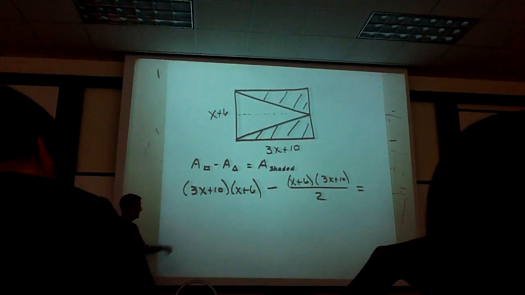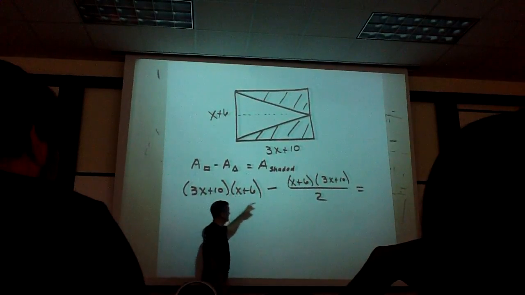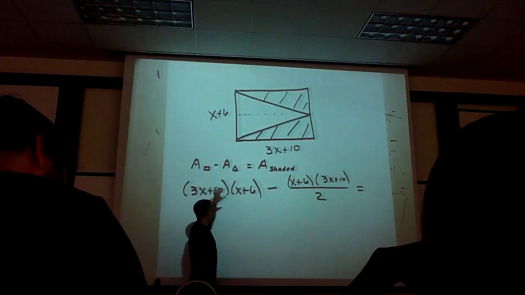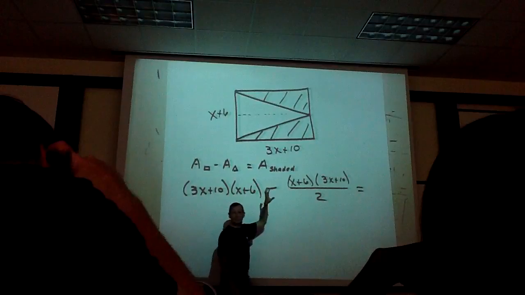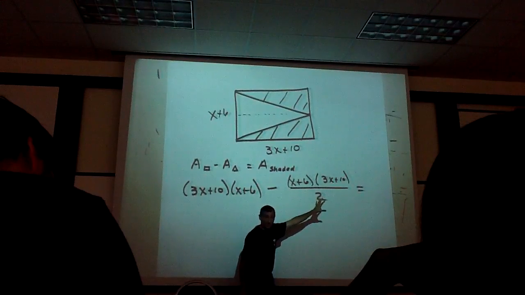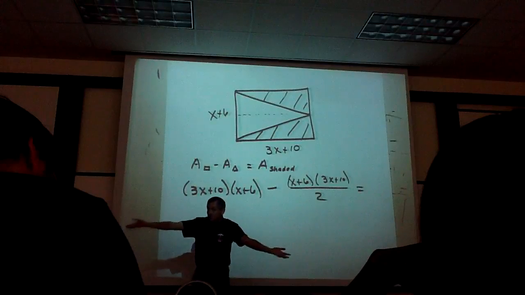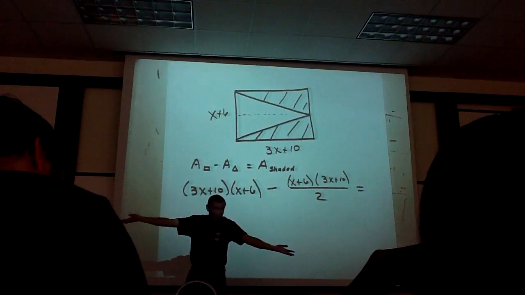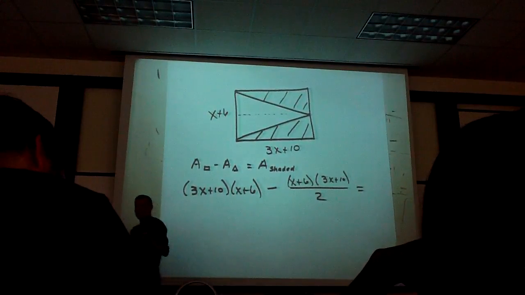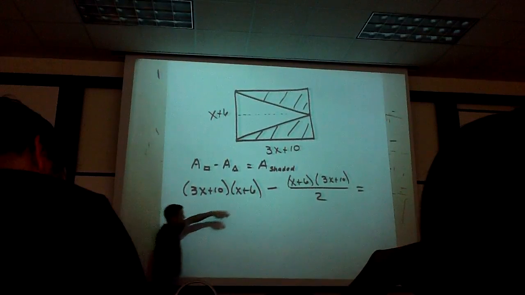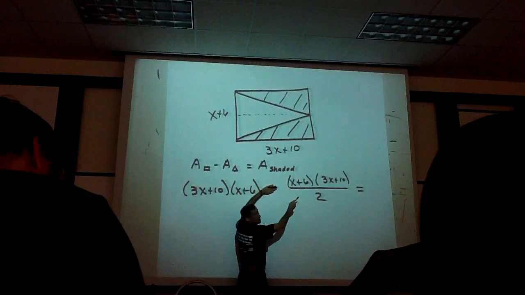Check out what we got here. Did you notice that 3x plus 10, x plus 6 is the same thing we got up here? So I have the thing minus what? Half the thing. I got the thing minus half the thing is going to end up with half the thing. If you got something minus half of the something, you got half the something left over. So basically, there's my answer right there.